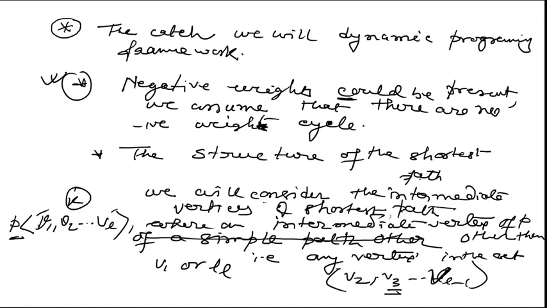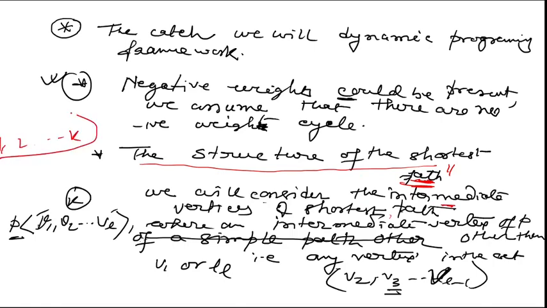Structure of the shortest path. The structure of the shortest path is the heading. How to formulate the structure of the shortest path. Consider the intermediate vertices. We will consider the intermediate vertices 1 to k. This k number of vertices between I to j, let's say I am considering I to j, two pair of vertices A and B. In between many vertices will be there.